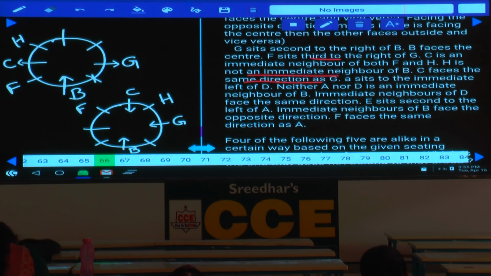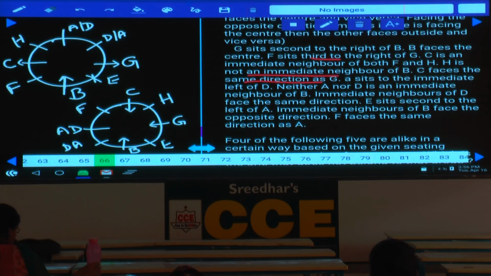And A sits to the immediate left of D. As A is to the immediate left of D, hence A and D must be adjacent to each other. Now in the first case, if A is here, D will be here, or if A is here, D will be here. Then who is the person left over here? E is the person left over, hence E must be here. And in the second case, A or D, if A is here, D will be here, or if A is here, D will be here. The person who is left over is E.